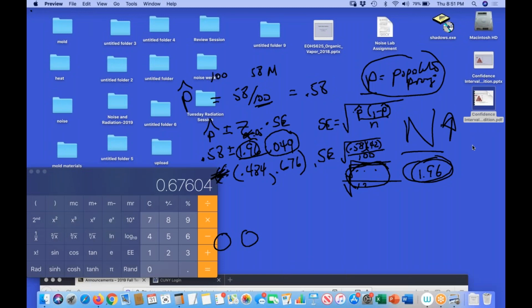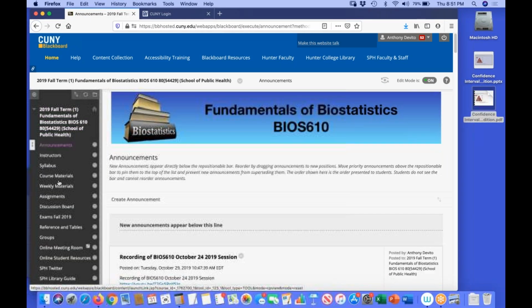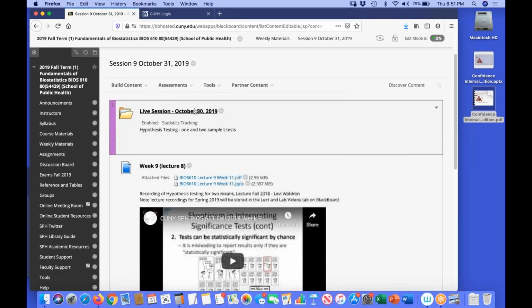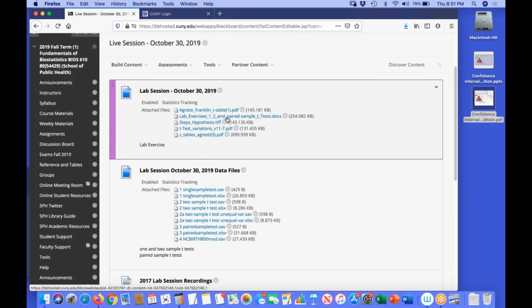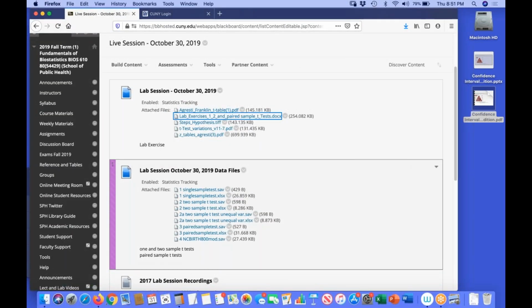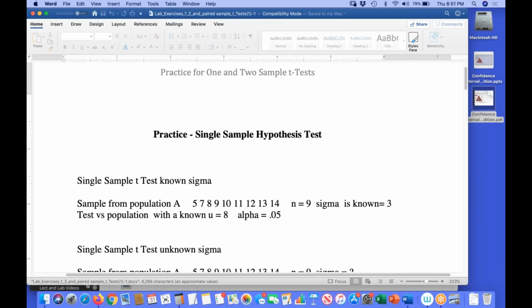Okay. That's pretty neat. All right, so let me get this on Blackboard. Let me go to the weekly materials here. So now I'm going to go in here and go to the stuff that's in here. Okay, so I'm going to open up this document. Okay, so here we go.